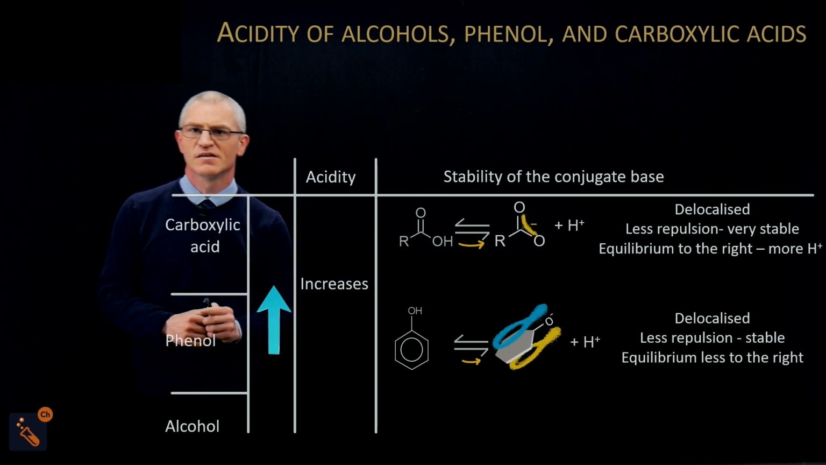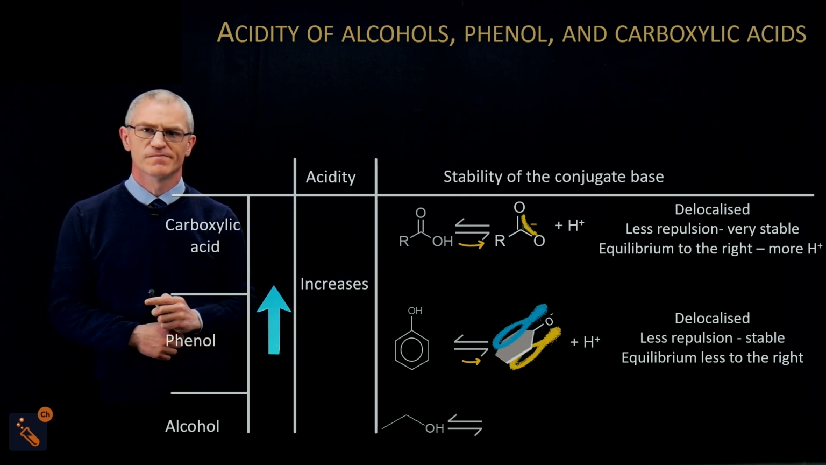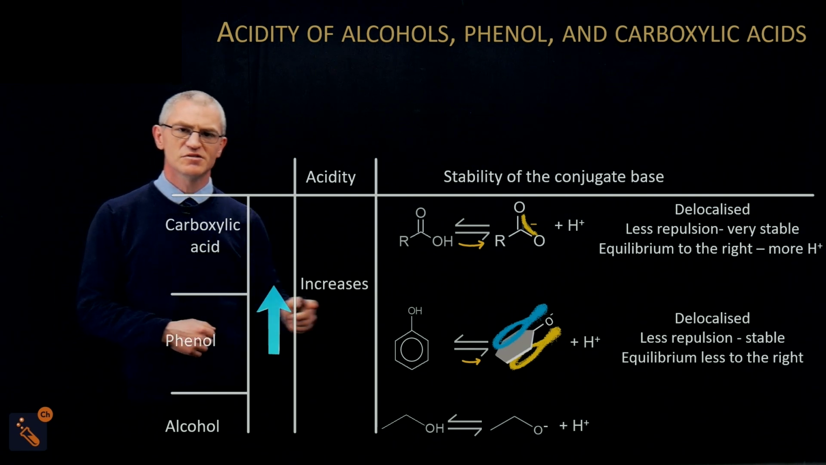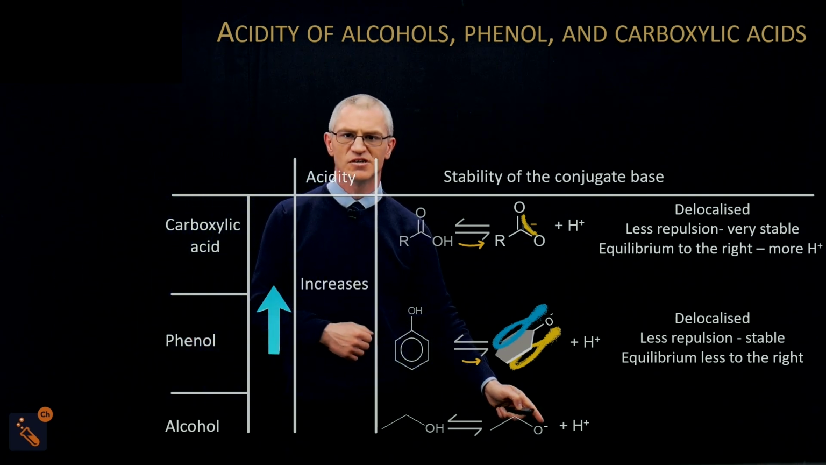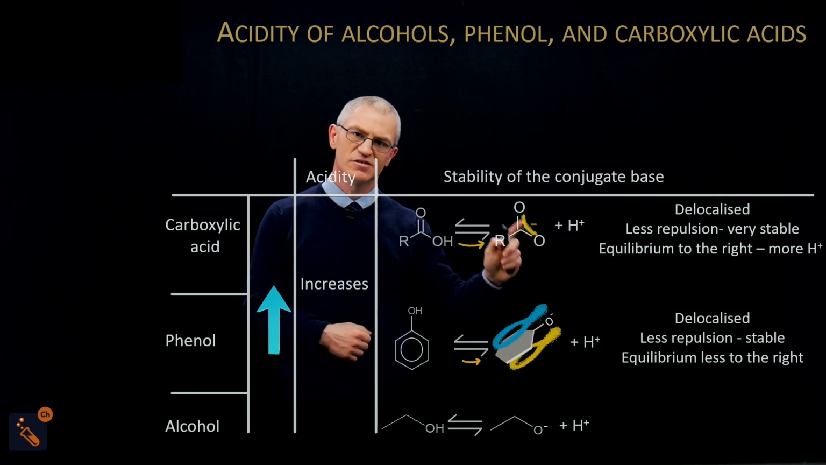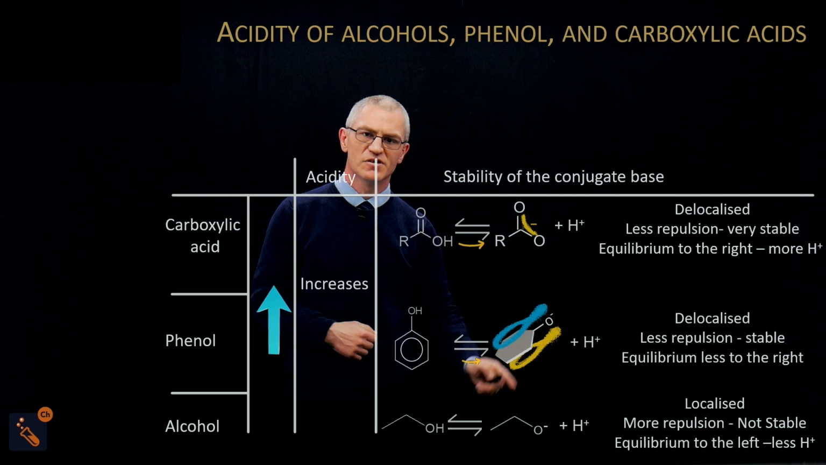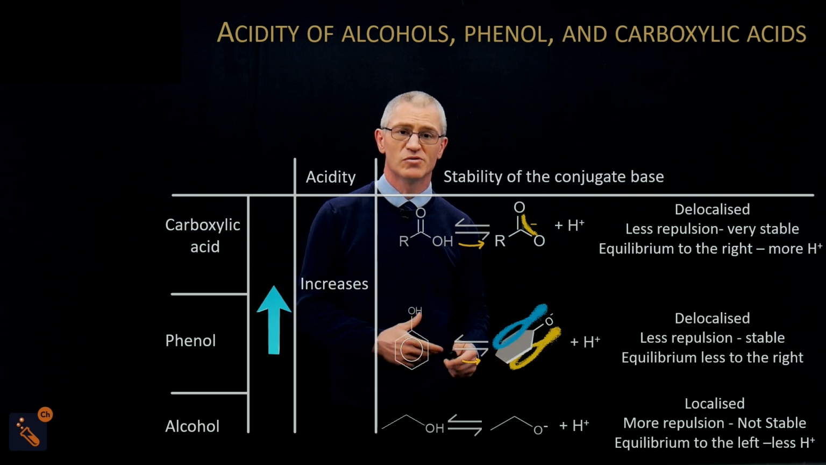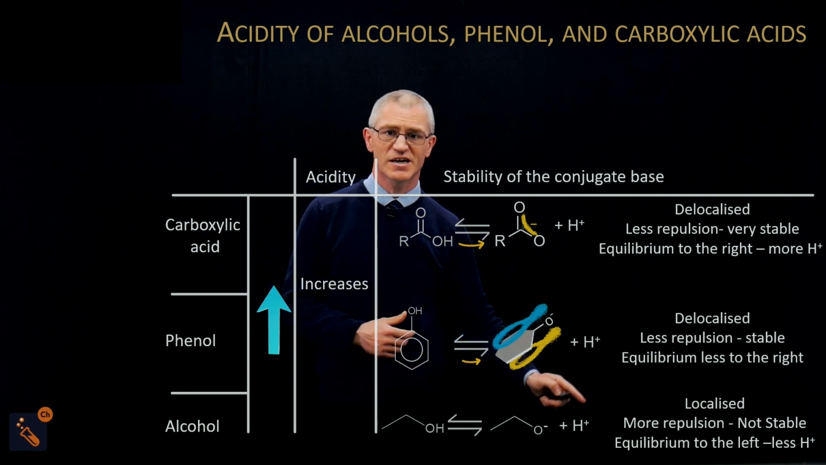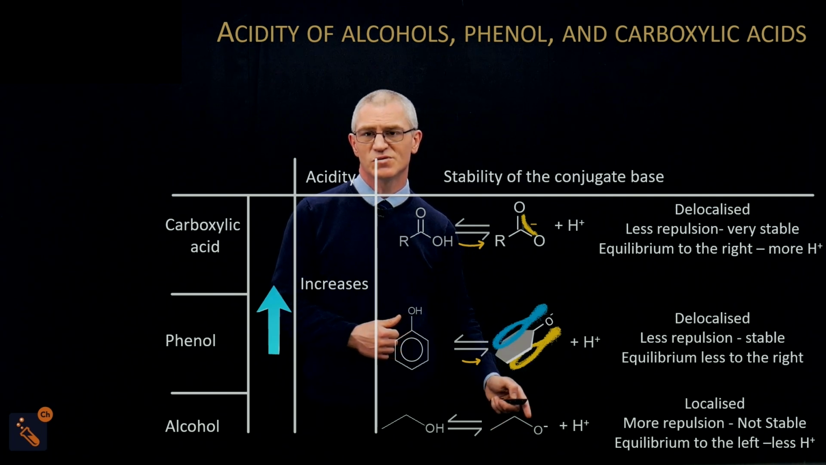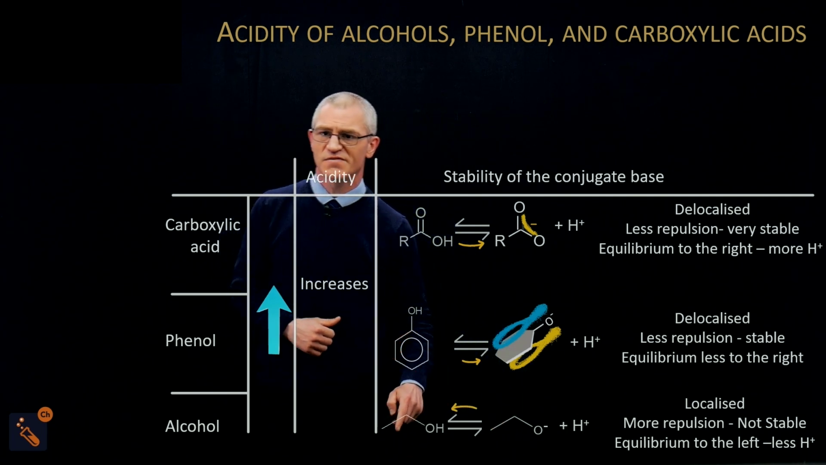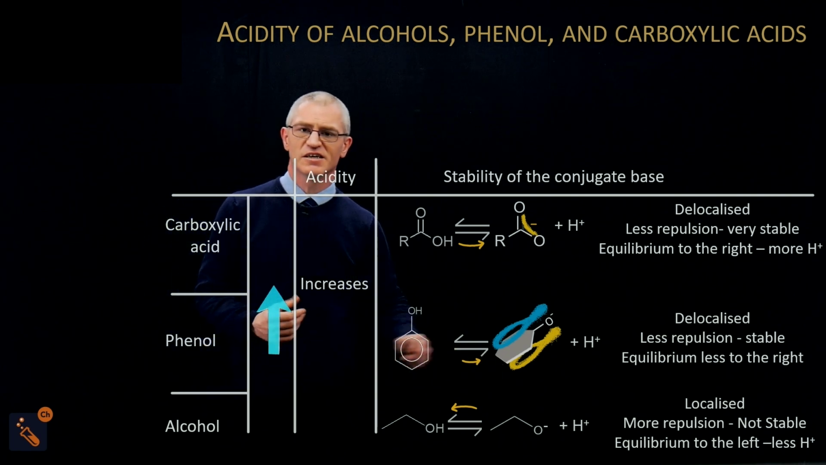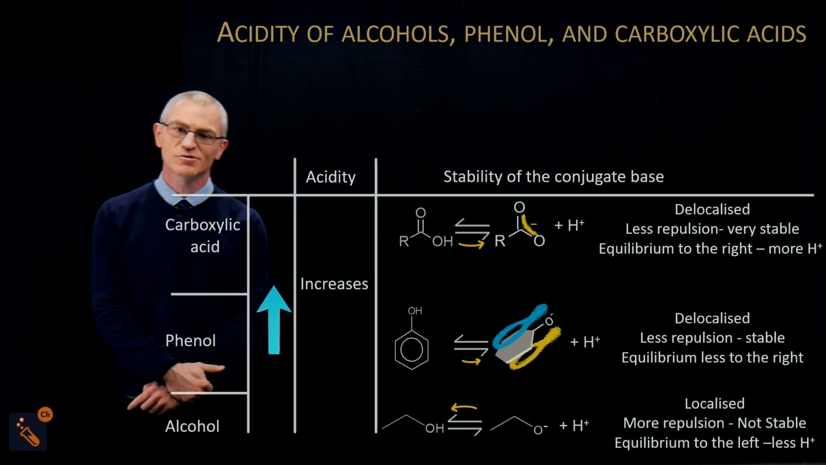Now if we go for the alcohol, we can see that there's no delocalization at all. So the negative charge is kept on here. And that is known as localized. It's not moved, it's not delocalized like this, it's not delocalized like this. And therefore, the lone pair of electrons that would be on the oxygen to cause the minus suffers more repulsion, not less. And so it's not stable. So it reacts a lot with this H+, which means the equilibrium is over to the left, and therefore you get more of the alcohol and less of the H+, and therefore it's not very acidic at all.